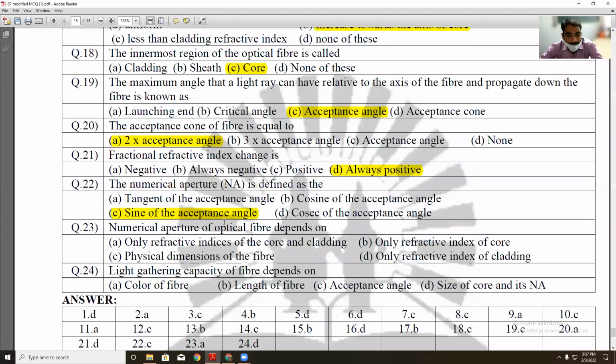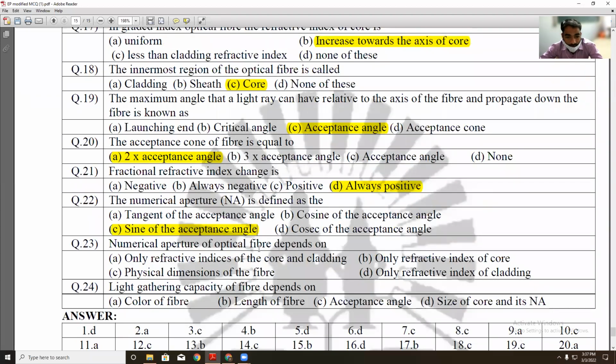Okay, the numerical aperture of optical fiber depends on only refractive indices of the core and cladding, only refractive index of core, physical dimension of the fiber, only refractive index of the cladding. Numerical aperture NA depends on option A, refractive indices of the core and cladding. Good.